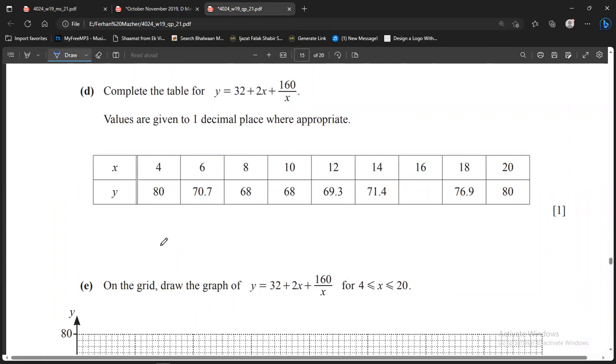Then the D part. Complete the table for y equals 32 plus 2x plus 160 by x. Values are given to one decimal place where appropriate. So first of all, we have to find this value. This value will be 32 plus 2 multiply 16 plus 160 divided by 16. Just enter this value in the calculator, you get the answer.